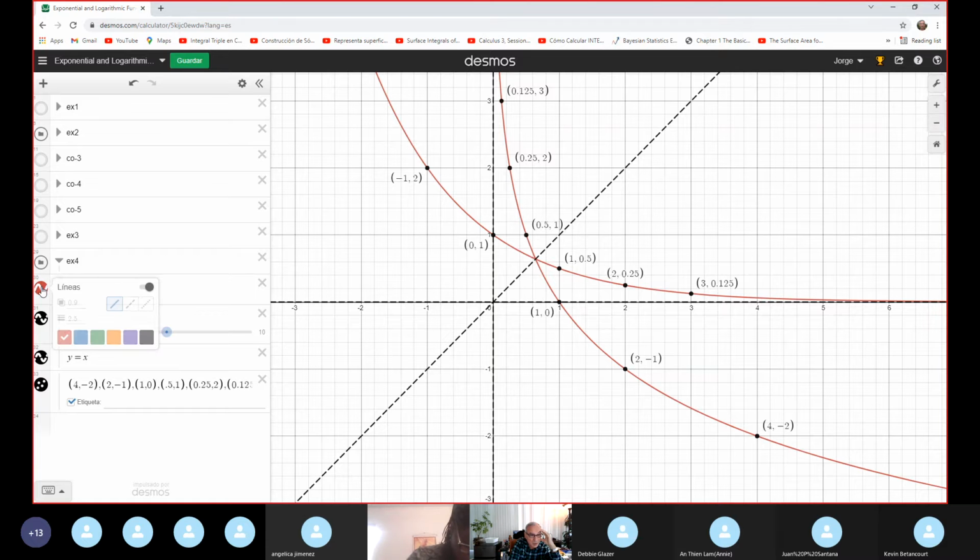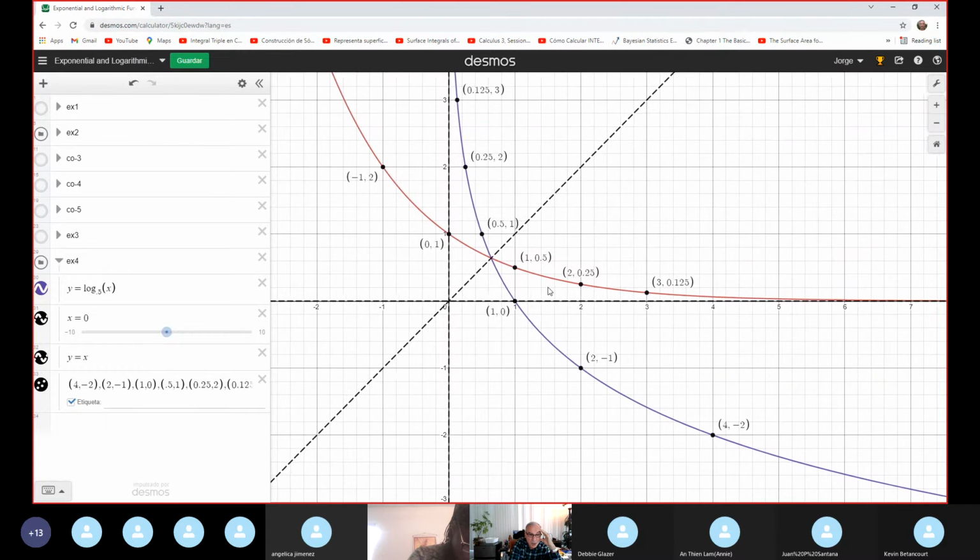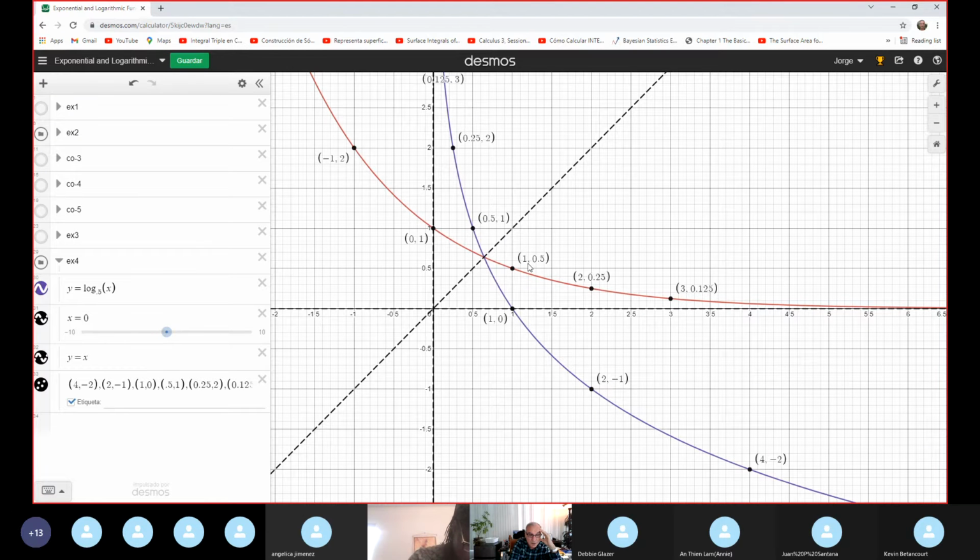Let me change the color for the logarithm. Let me put purple color. Purple color is logarithmic, and red color is exponential, base 1/2. This famous point is 1, 0.5, and in the logarithm it is 0.5, 1. So I interchange x and y. And you see clear that our graphs, red and purple. Purple is logarithmic, red is exponential decay. Both are decreasing functions, going down, and symmetric with respect to the line y equals x.